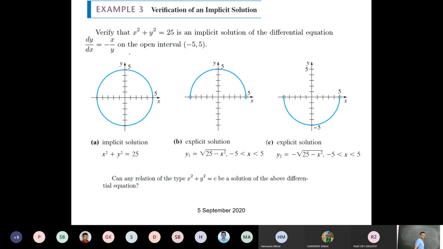Okay? Fine? So in that case, we are going to simply stick to this form, which is going to constitute the implicit solution. Is it okay? Fine? But one thing you should remember, whenever you have an implicit solution, you must be able to find at least one explicit expression.